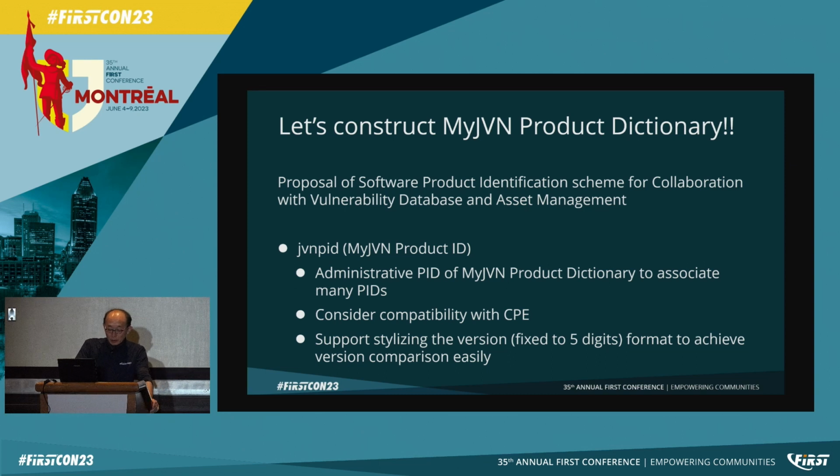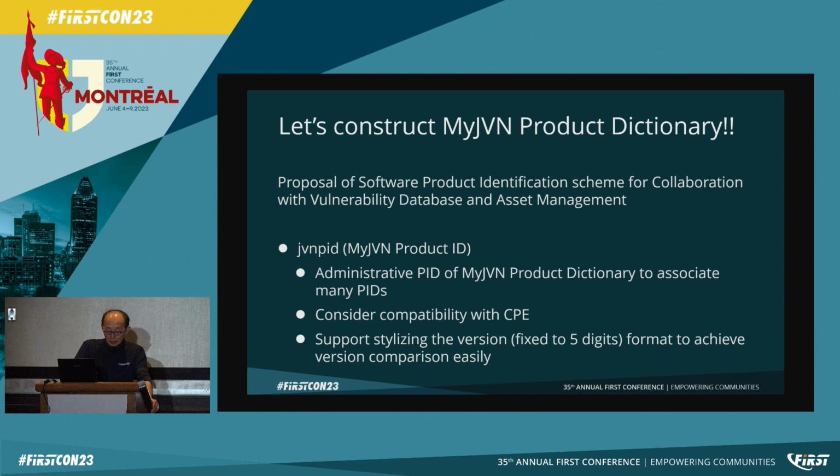In our third proposal, we introduce the feature called MyJVN Product ID, JVN PID, within the software product identification scheme. This feature aims to further improve the efficiency and compatibility of product identification, specifically within the MyJVN Product Dictionary. The key features of the MyJVN Product ID, JVN PID, are the following. Administrator PID. The MyJVN Product ID serves as an administrative identifier within the MyJVN Product Dictionary.